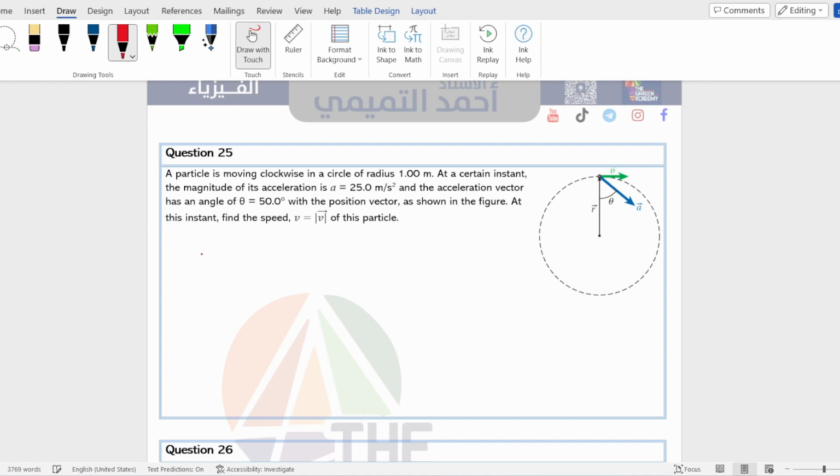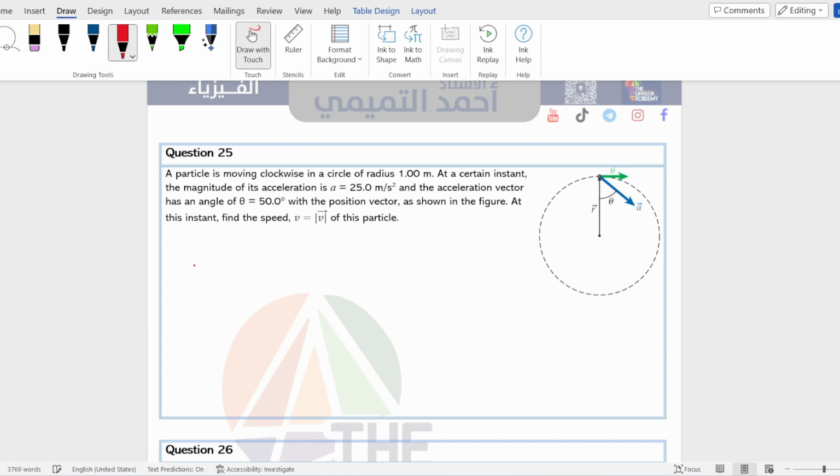At a certain instant, the magnitude of its acceleration is a equals 25 meters per second squared. And the acceleration vector has an angle of theta equals 50 degrees with the position vector as shown in the figure. At this instant, find the speed v of this particle. And then we want to find v.